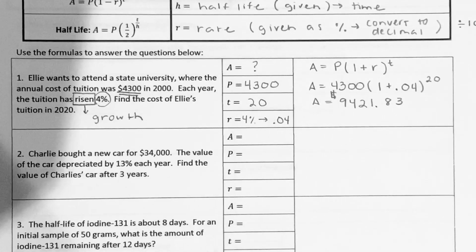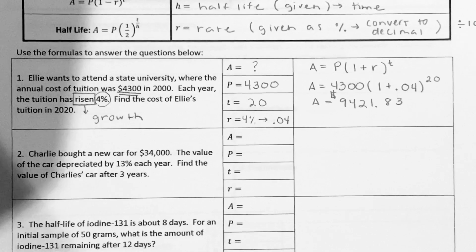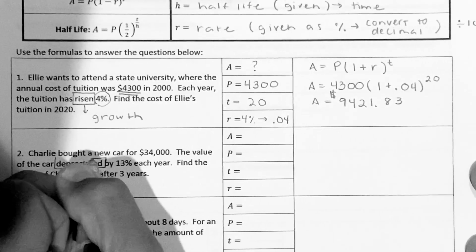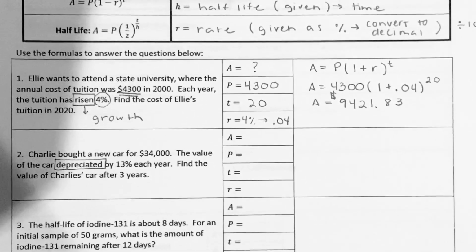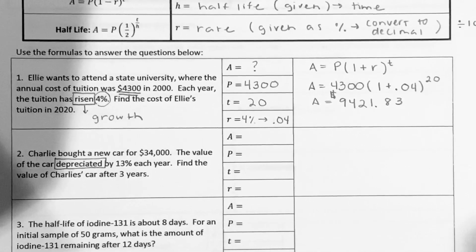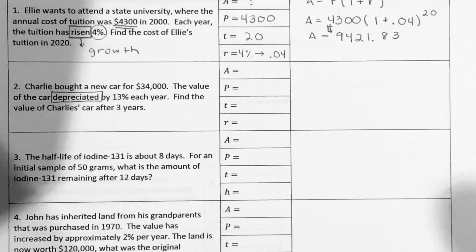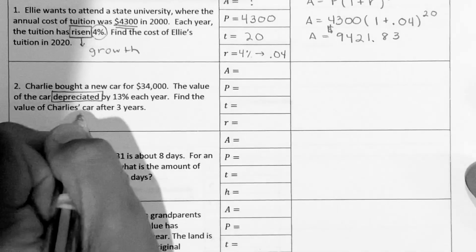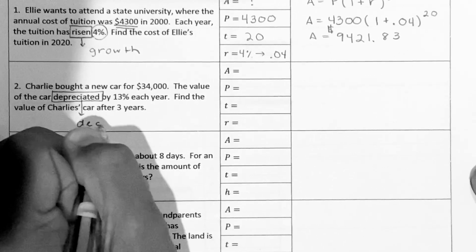All right, so the first thing I need to know is what formula am I going to use? There's a word in the problem that tells us that. The word in this problem is depreciated. And this, unfortunately, is something that actually does happen. As soon as you buy a car, it is no longer worth what you bought it for. It immediately goes down in value. So from the day that you buy it, it immediately starts going down in value. So depreciated means we're going to use decay.